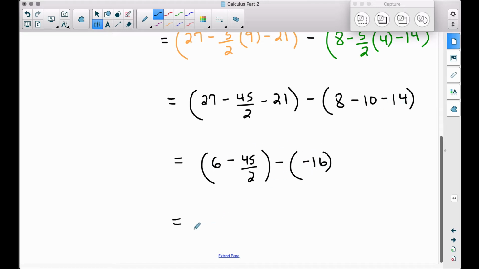6 plus 16 gives us 22, minus 45 over 2, and now I'll finally get a common denominator of 2. So if we take 44 and divide it by 2, that will give us the same thing as 22, minus 45 halves, we get a final answer of negative 1/2.